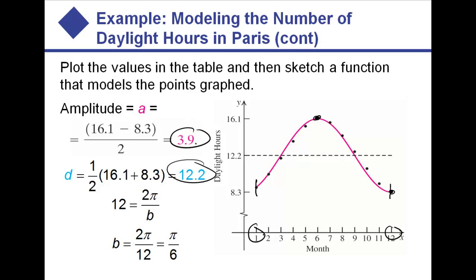Okay, we're going from 1 to 12. 12, right, that's a distance of 12. 12 is going to be our period.